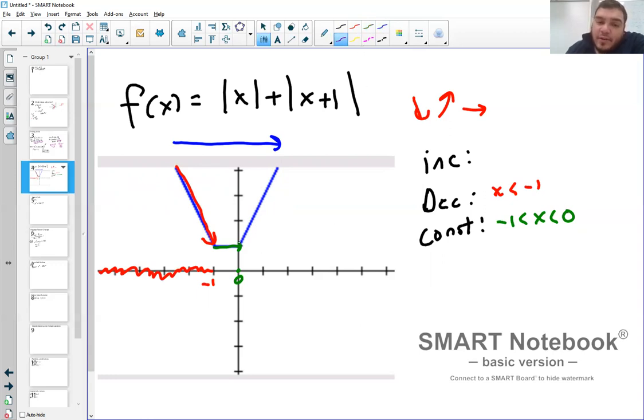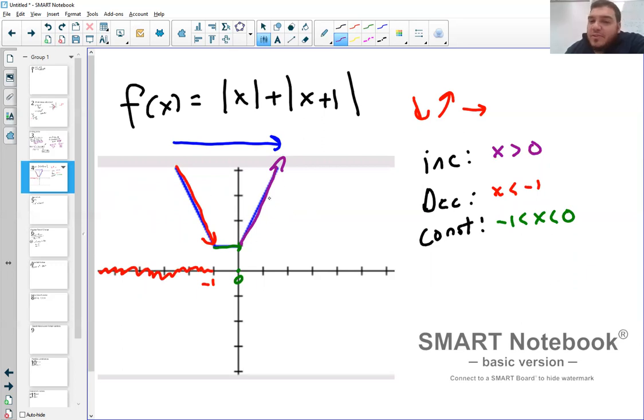Increase over here from 0 to infinity. So I am increasing anytime I'm past 0. So when x is greater than 0 — by the way, I'm sure somebody's going to ask, can I write it as 0 is less than x? That's totally fine. Doesn't matter which way you write it. X is greater than 0. That means anytime you're bigger than 0, you're increasing.